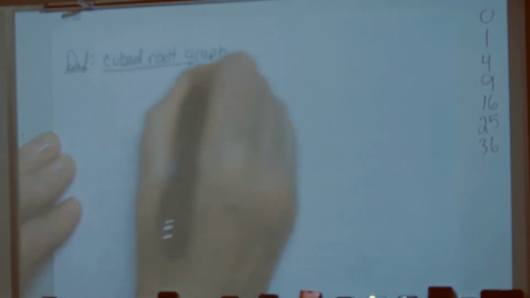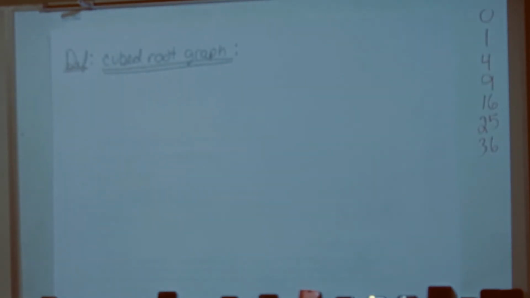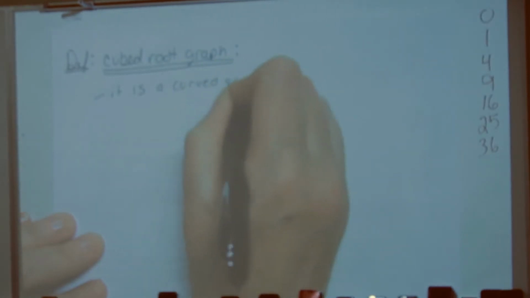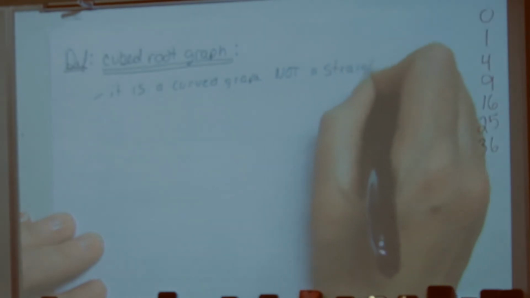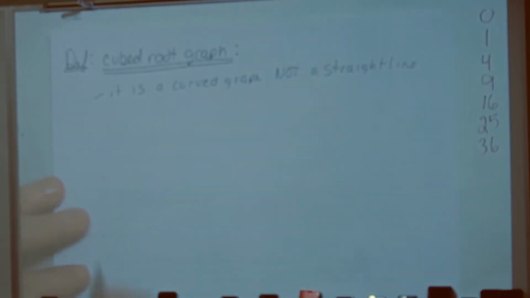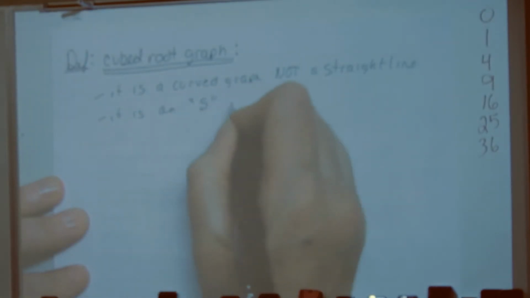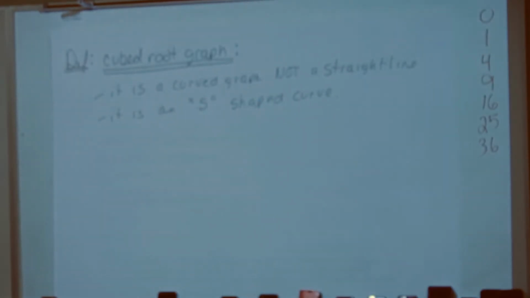Okay, let's talk about the cube root graph. One more time, it is a curved graph, not a straight line. It is an S-shaped curve, so to speak. I use that loosely, as the S will be loosely drawn as well. But it is like an S-shaped graph.